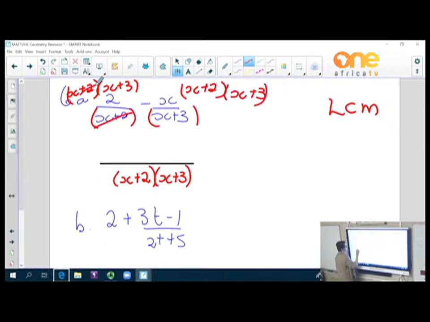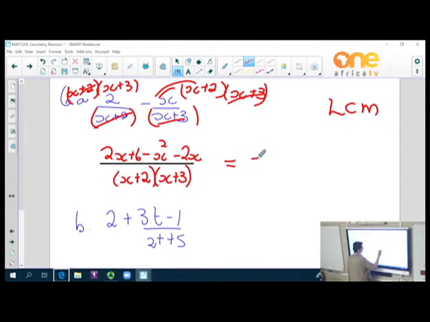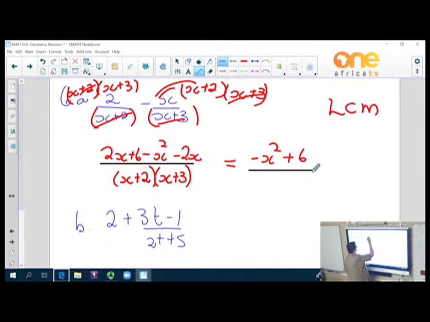So this one cancels out. Then you have 2x plus 6. Here, this one cancels out. This negative is for the whole one. So you'll need to multiply both of them with a negative x. That's why it's negative 2x here. Be careful, because this is where we get the mistake. And the answer is then negative x squared. This 2 will cancel out, plus 6 over, and my LCM is still x plus 2, x plus 3.